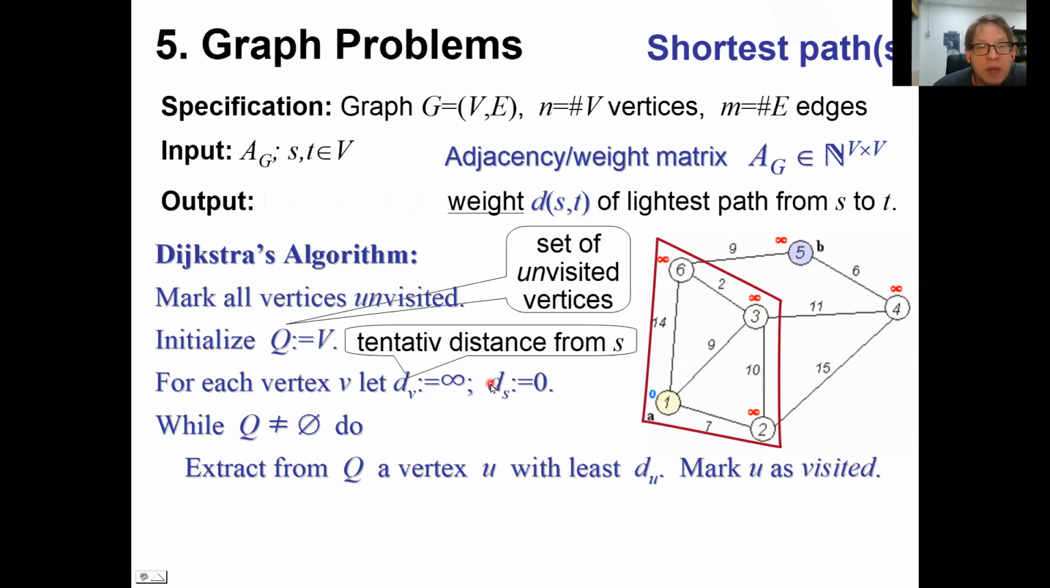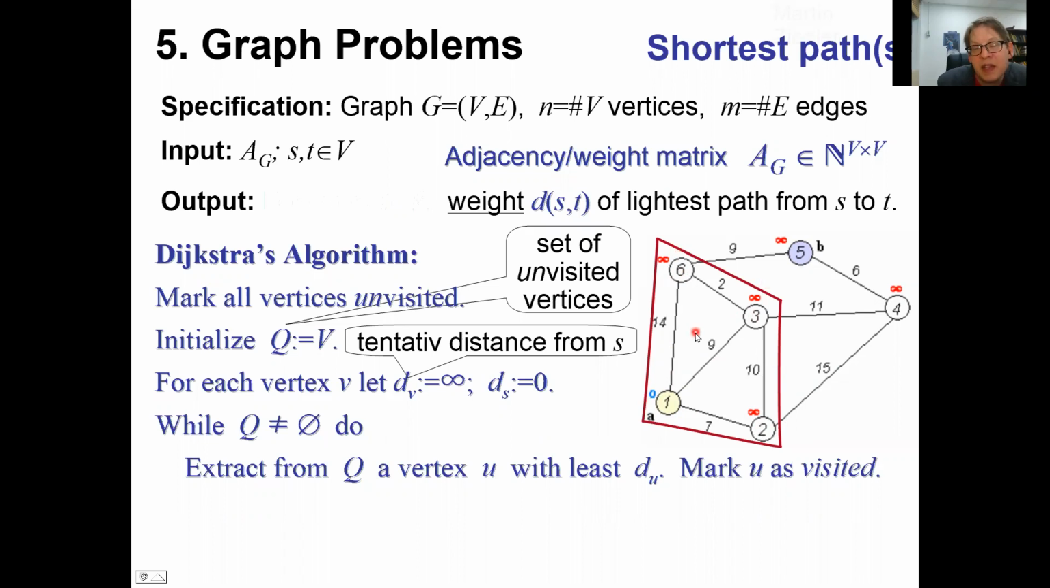Well, that means, according to our loop invariant, we have the key values determined, the least distance from the start vertex to this one, and to this one. In this case, it's kind of trivial, right? So the least distance from here to here is 7, the least distance from here to here is 9, but the least distance from here to here is not 14, it's 11, right?